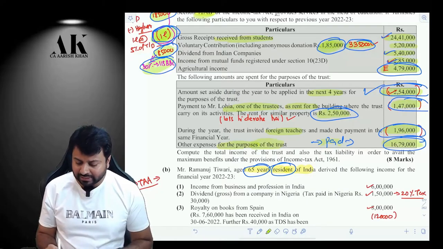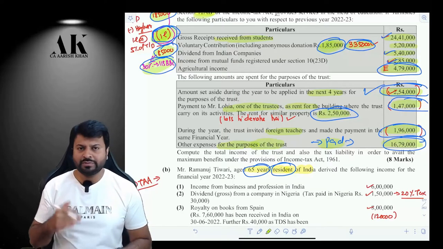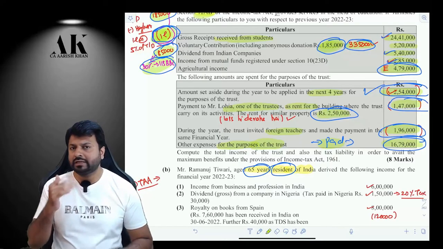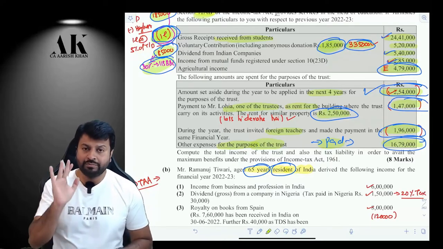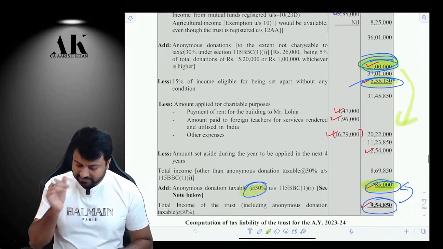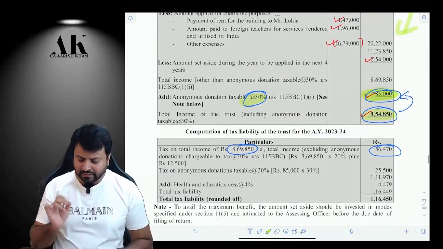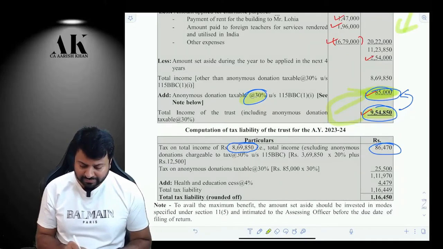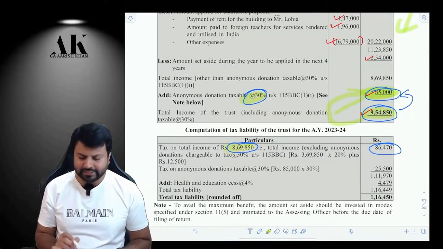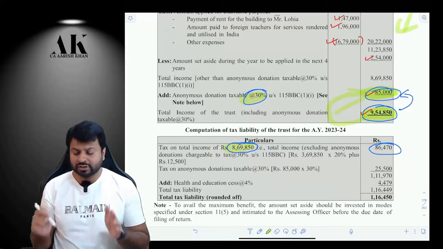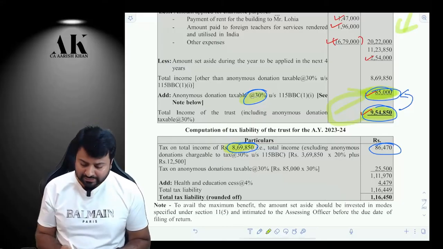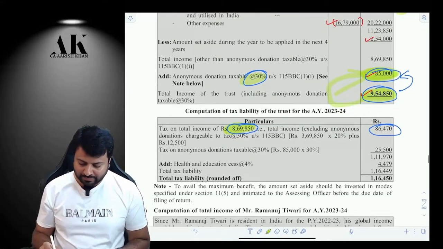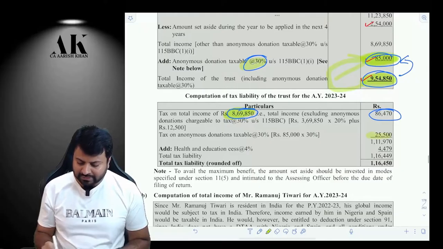But assume that other expenses are paid, because it is not mentioned whether it is paid or accrued. If it is not paid, then it is not allowed from Finance Act 2022. You have to pay that other expense. Okay. Now, once you do this, you will get the total income as 9,54,000. Now, you have to make two bifurcations of that. Out of 9,54,000, 85,000 will be subject to 30% tax, and the balance amount 8,69,850 will be subject to slab rate. You apply the slab rate, and then you apply 30% on 85,000, then you apply 4% cess, and then you will get the amount of tax over here.